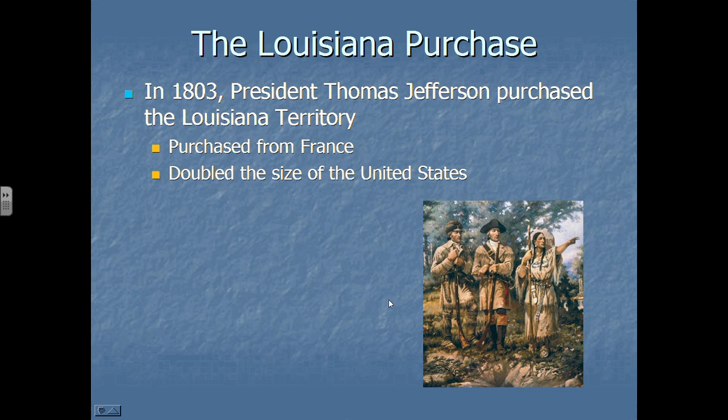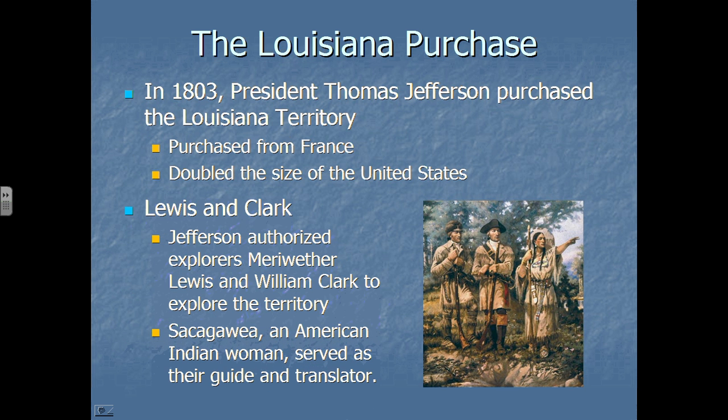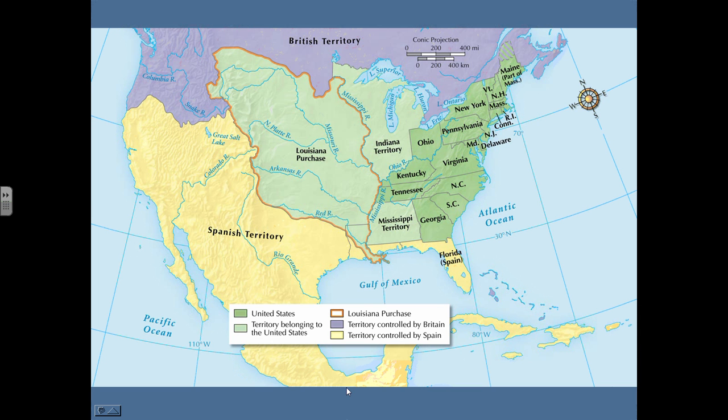1803, President Thomas Jefferson purchased the Louisiana Territory, which was bought from France, doubles the size of the United States. For the SOL, you need to know Lewis and Clark, who explore the territory, and they rely on a Native American guide named Sacagawea, who is not only their guide, but she acts as a translator between them and the various Native American tribes that they come into contact with. The Louisiana Purchase is outlined in orange here. As you can see, it roughly doubles the size of the United States when it's purchased in 1803.